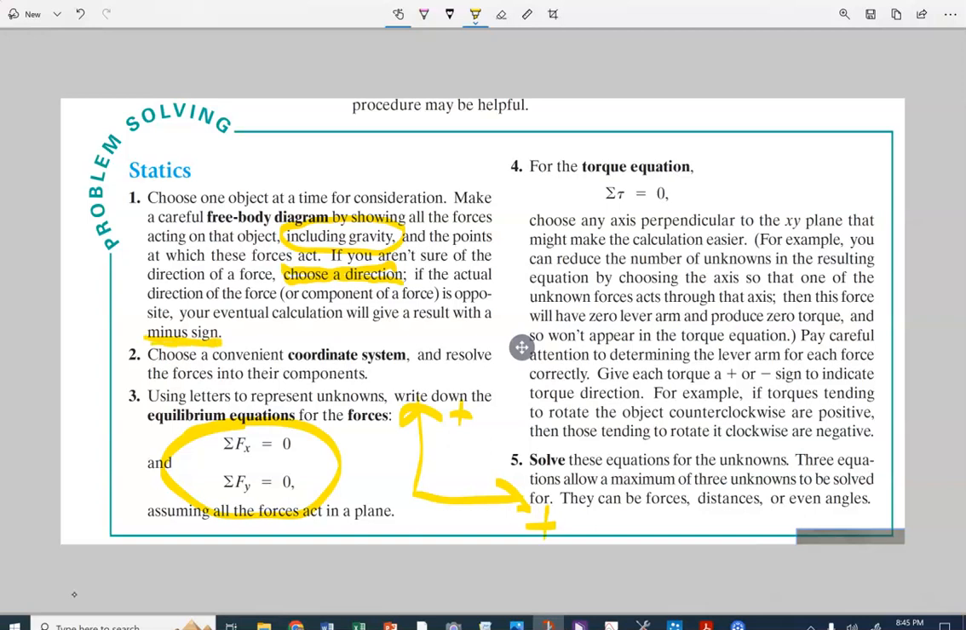The next thing is choose a convenient coordinate system. Not only are we doing the net force, because when you do statics, keeping something stationary, we don't want it to shift up and down or left and right, so that's why our net forces are 0. But guess what I also don't want? I do not want my object to rotate.